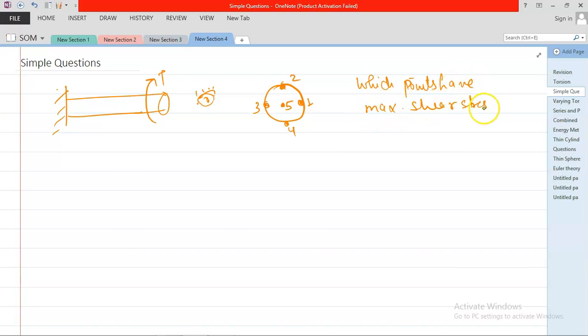You are asked which point has the maximum shear stress, and which point has the minimum shear stress. So I need answers. Please say whether it is wrong or right. I'm not going to see your names, so don't worry. Say anything because this is an MCQ type question. Can anyone say which point has the maximum shear stress?